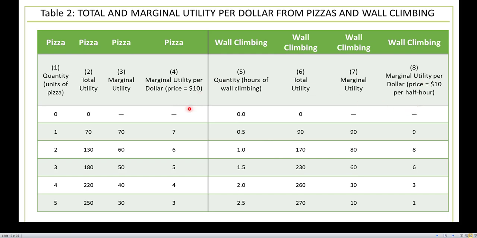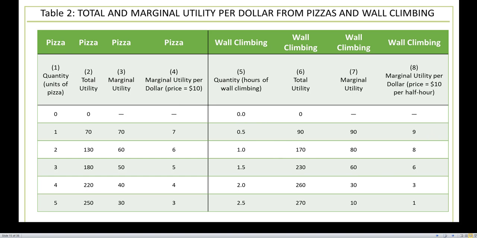Would it be for the first unit of pizza or for the first unit of wall climbing? In this case, we want to compare column 4 and column 8 against one another, the marginal utility per dollar. You compare your first unit of wall climbing, which gives you 9 marginal utility per dollar, or your first unit of pizza, which gives you 7 marginal utility per dollar. So your bang for your buck is going to be bigger if you consume the first unit of wall climbing first. So you say, hey, I'm going to take my first $10 and consume 1 unit of wall climbing.